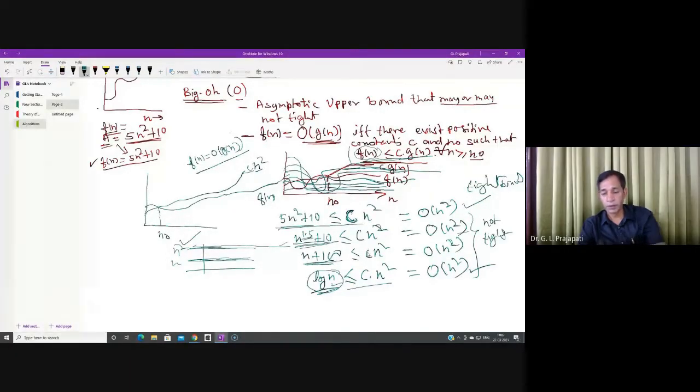But by definition, if the number of operations required by the algorithm is this, and you say that this is big O of n square, then by definition nobody can stop you. That's why it says that we denote the asymptotic upper bound that may or may not be tight.